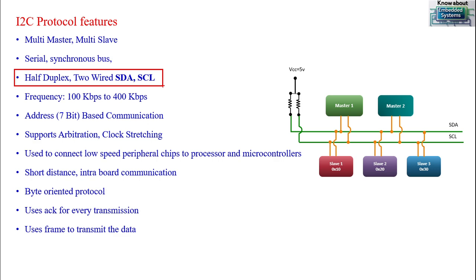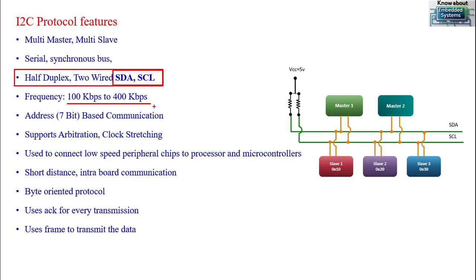I2C will use two wires. This is a very important thing, and we call those two SDA and SCL. SDA stands for serial data, SCL stands for serial clock. Here you can see we have two lines, one is called SDA and one is called SCL. SDA stands for data, SCL is called clock. The operating speed is 100 to 400 kbps. This is the standard speed of I2C communication, 100 kilobits per second and 400 kilobits per second.